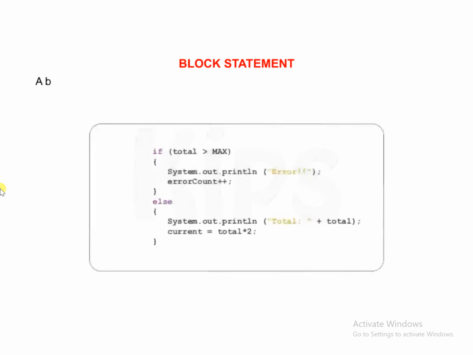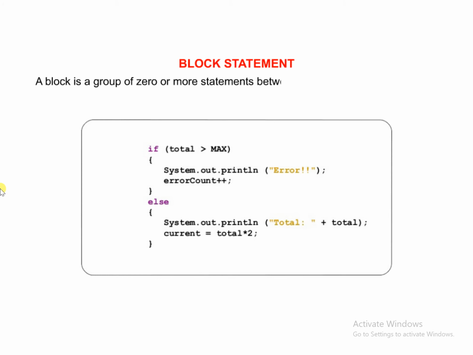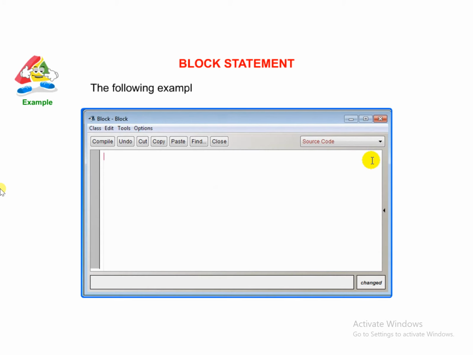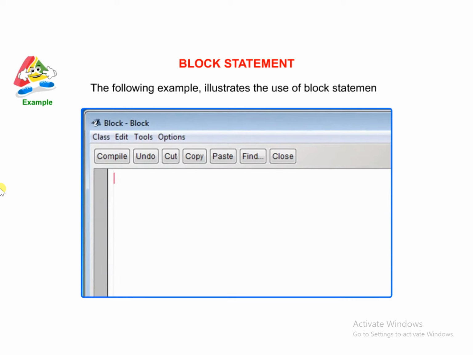Block statement. A block is a group of 0 or more statements between the braces and can be used anywhere in the program. Example. The following example illustrates the use of block statement.